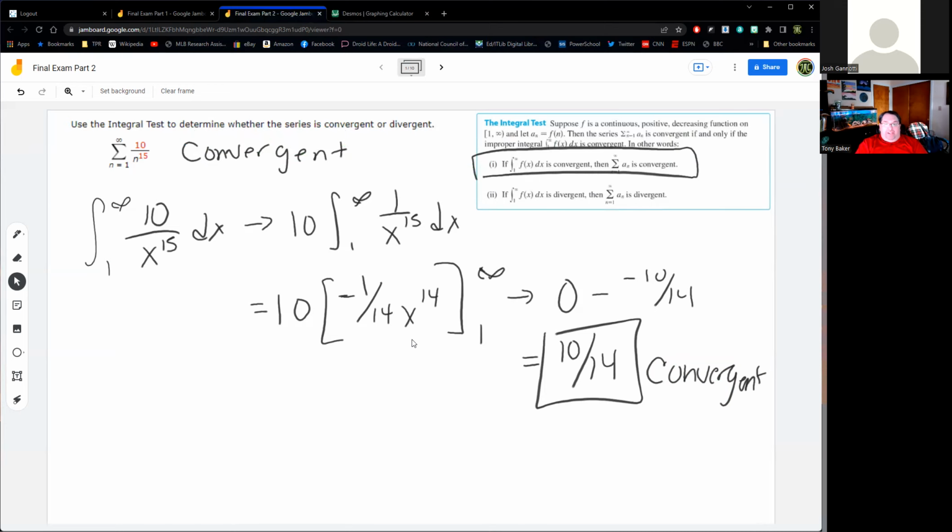It does not mean the sum is 10 over 14. Okay, so that we do not know from that problem. So that was the integral test.